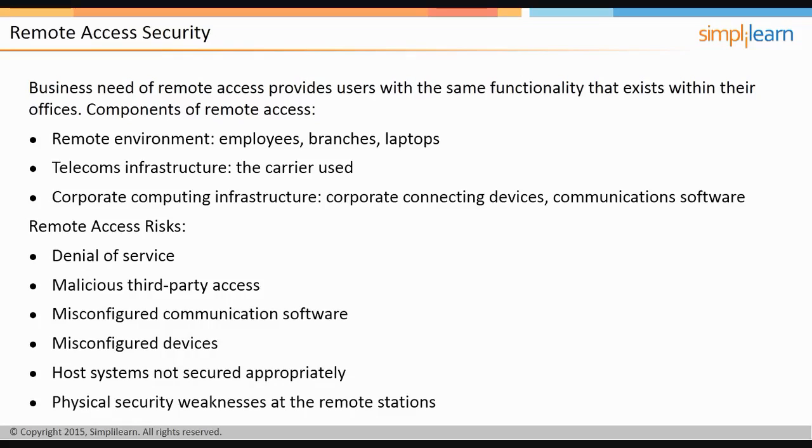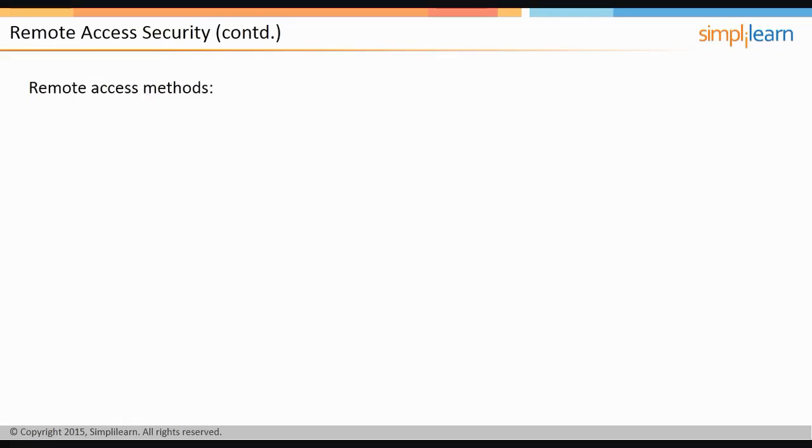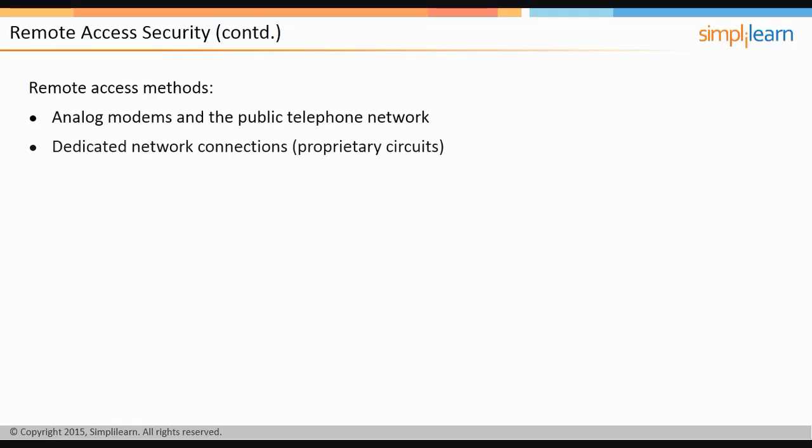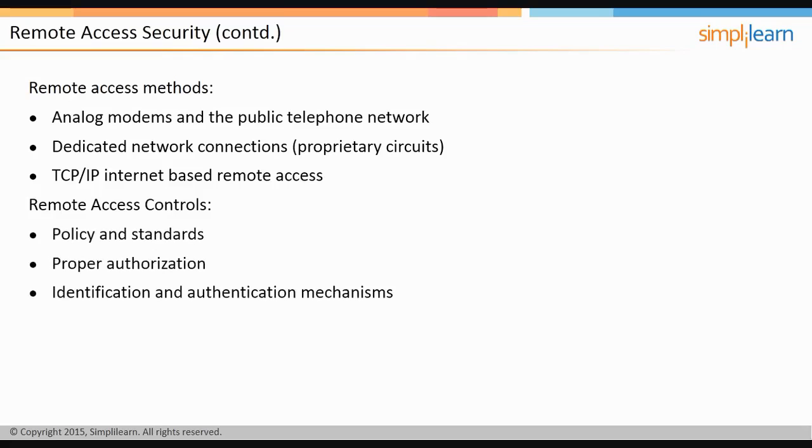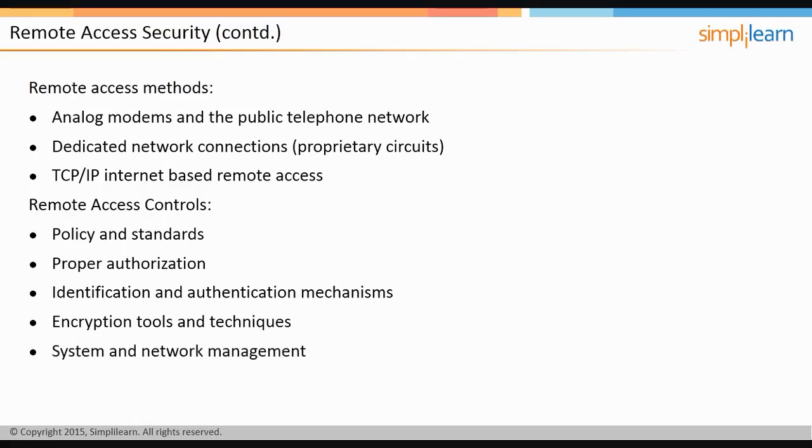Let us continue discussing remote access security in the next screen. Remote access methods are analog modems and the public telephone network, dedicated network connections, proprietary circuits, and TCP/IP Internet-based remote access. The remote access controls are policy and standards, proper authorization, identification and authentication mechanisms, encryption tools and techniques, system and network management. In the next screen, we will discuss PDAs and mobile technology.